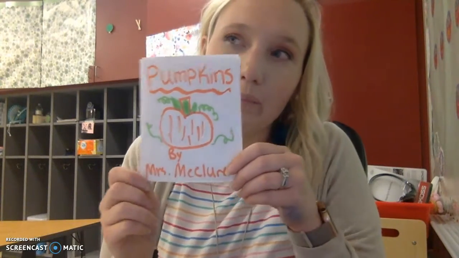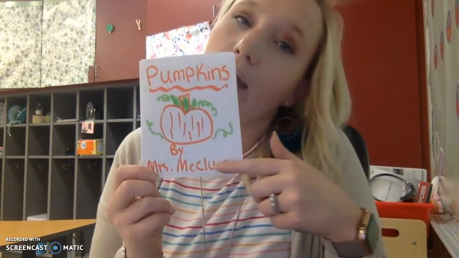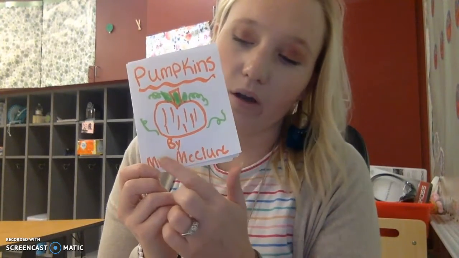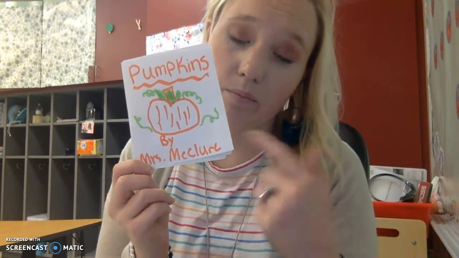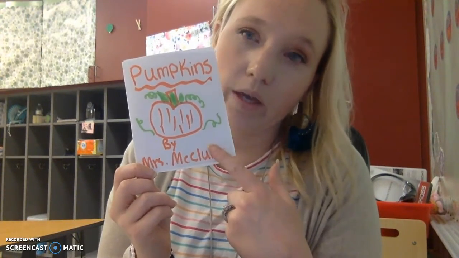And you can use your crayons to color in your pumpkin. Okay, now here is my book. So here's my cover page. I have the title, Pumpkins. I have the author and the illustrator, which is me, by Mrs. McClure. And then I also have a picture of a pumpkin, so kind of giving the reader an idea of what the book is going to be about.